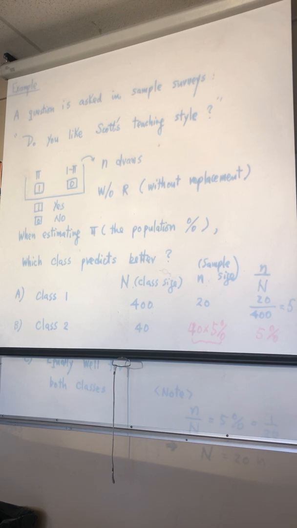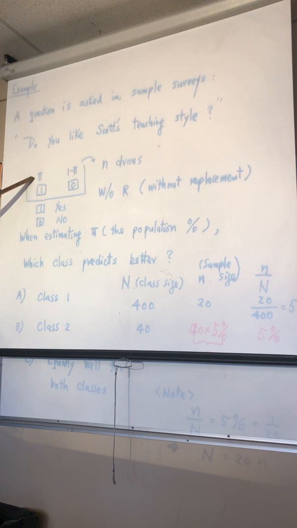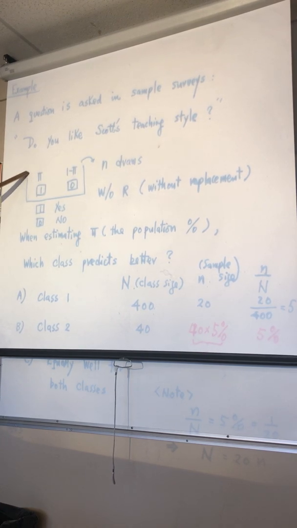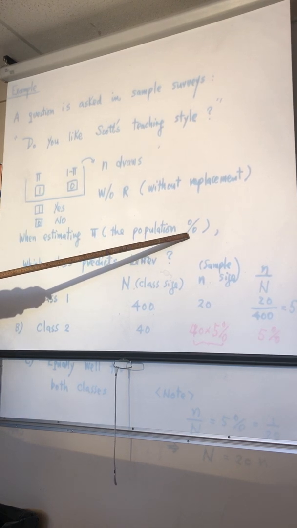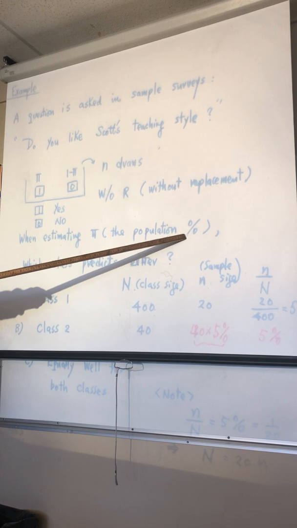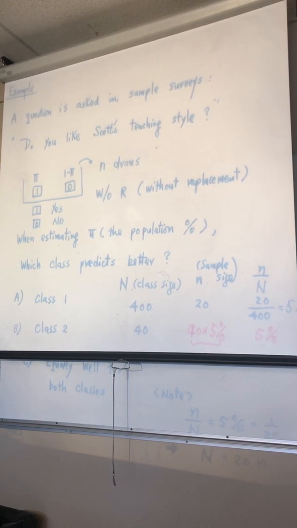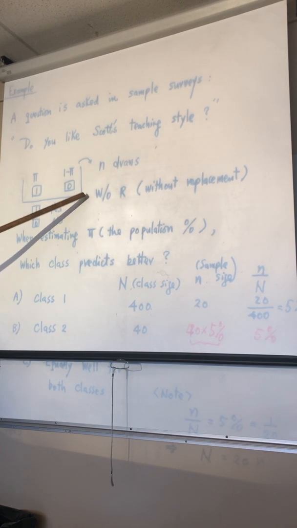This question is asked in the sample survey. And what we want to estimate is the proportion of getting number 1 ticket in the box, in the population. So this pi is the population percentage of students who like scarce teaching style. So we want to estimate the population percentage.